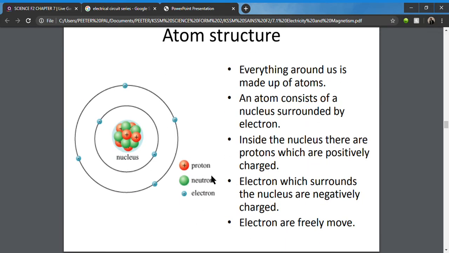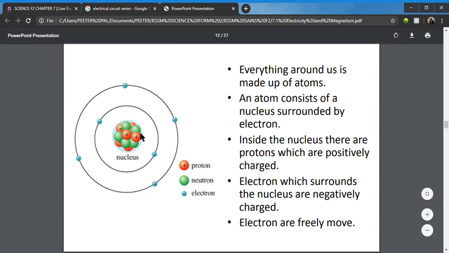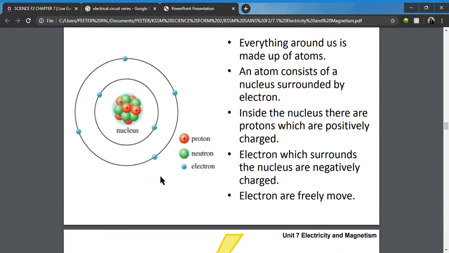Basic structure of atoms, as all of us know: in the nucleus there are protons and neutrons, and around the nucleus there are electrons orbiting. These are the electrons that can be lost or gained by an atom. Loss of electron, the atom becomes a positive ion. Gain of electron, the atom becomes a negative ion.